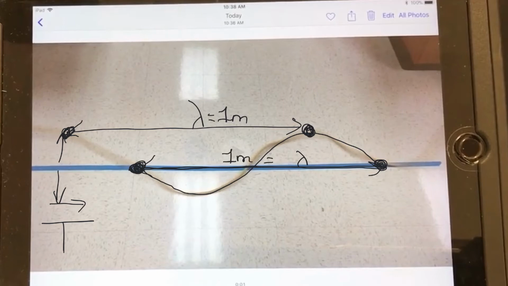If we had continued, if this had been a better wave, we could also have said it was trough to trough. And again, that's also one wavelength, which should be 1 meter.